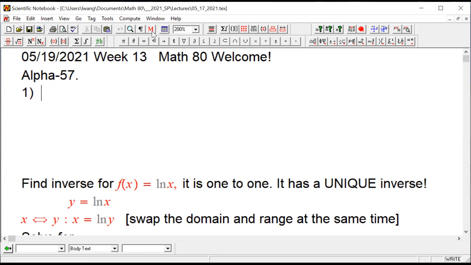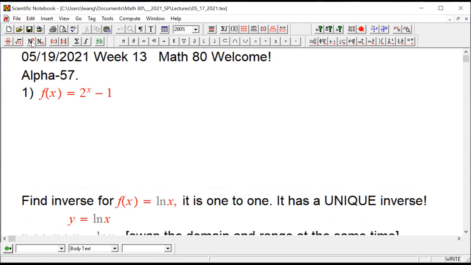The function we're giving you is f of x equals 2 to the power x minus 1. We know how to graph this function, right? You first graph 2 to the power x and you shift up by 1 unit. Domain and range will need to be adjusted.